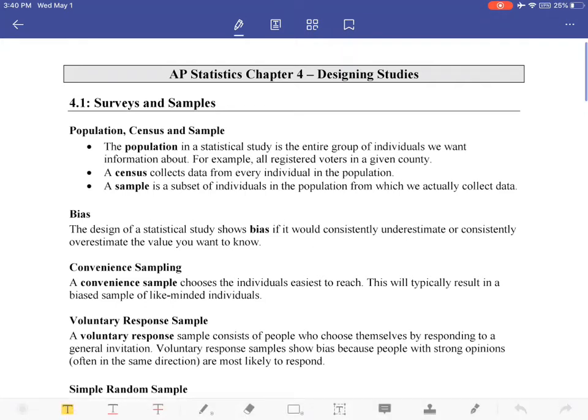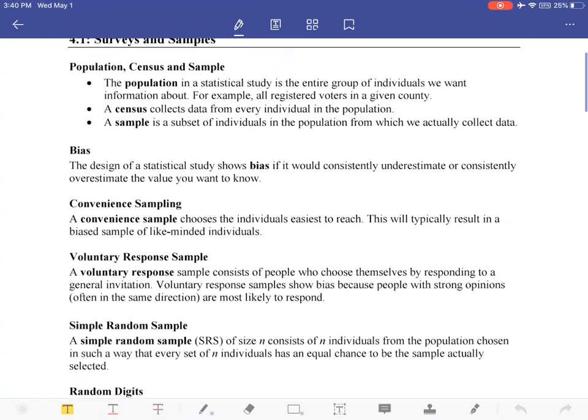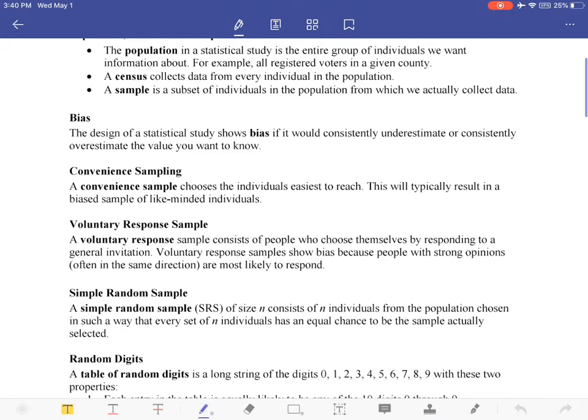Now, going down to our next section, dealing with bias. So bias is something that we've talked a lot about. So there's a lot of different ways that bias can come into the design of your study.